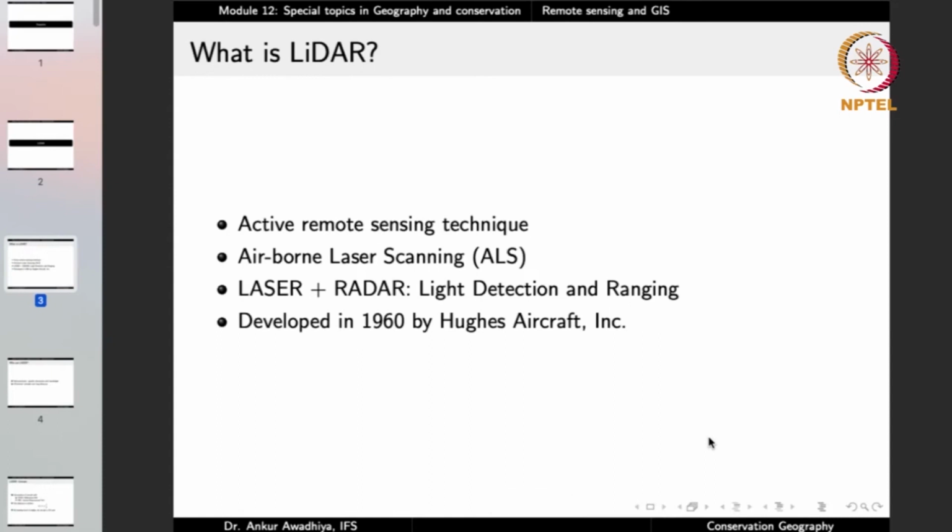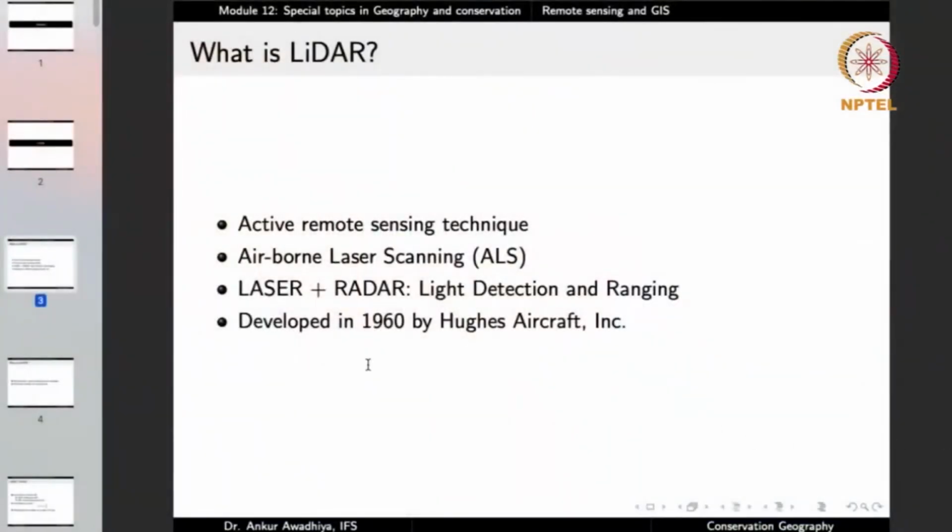Now, what is LIDAR? LIDAR is an active remote sensing technique. Active means that it requires energy. So unlike passive remote sensing, which makes use of the sun's energy, sunlight, that gets reflected from objects to bring data to the sensor, in the case of active remote sensing, we generate the energy that is sent to the object that has to be investigated. That energy then interacts with the surface of the object, and then the energy gets reflected back, bringing with it the information about the object.